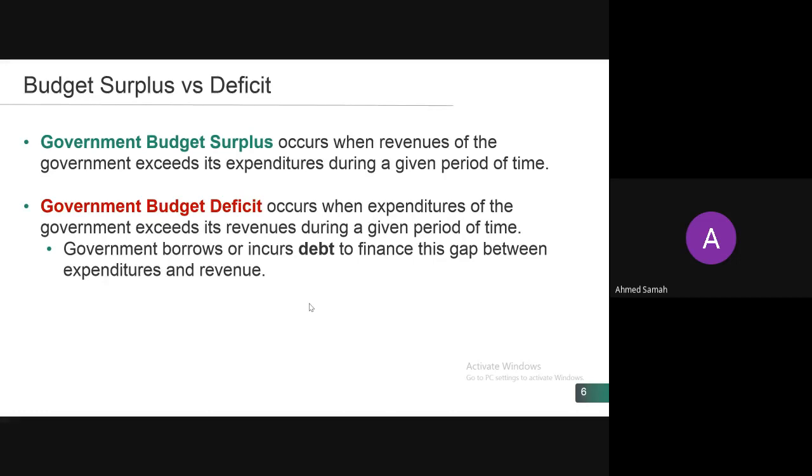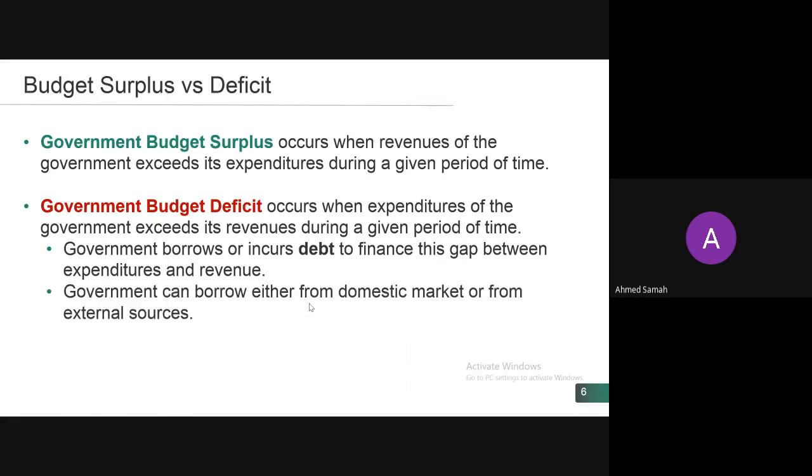or incur debt. So a government can actually borrow from the domestic market or from external sources. For example, in the domestic market, they can issue treasury bills or treasury bonds. Commercial banks can actually invest in these. Commercial banks that have excess rupiah will give it to the government, then the T-bills mature and the government pays interest to the commercial banks.